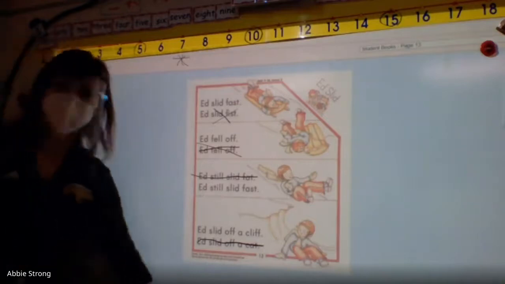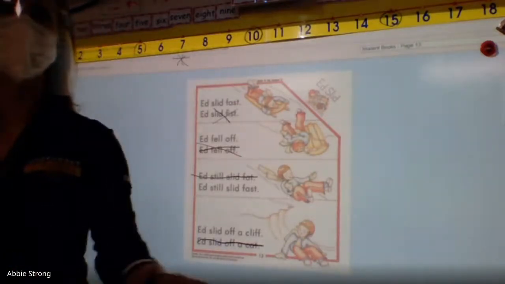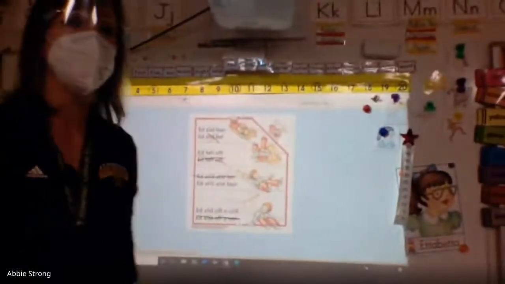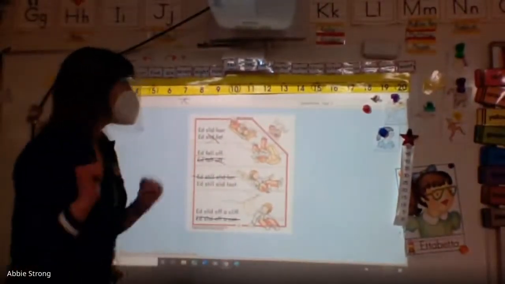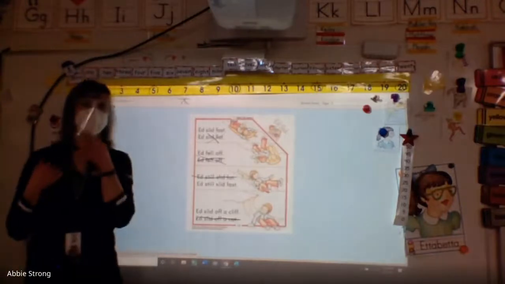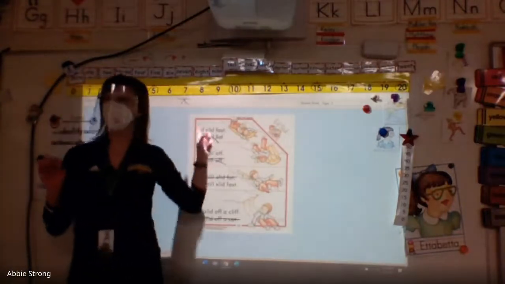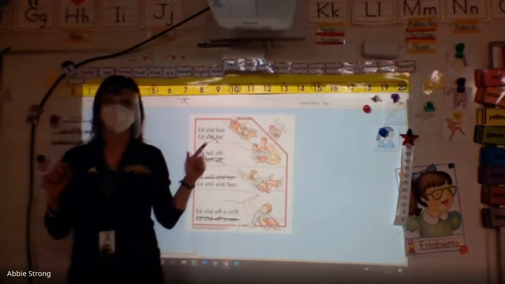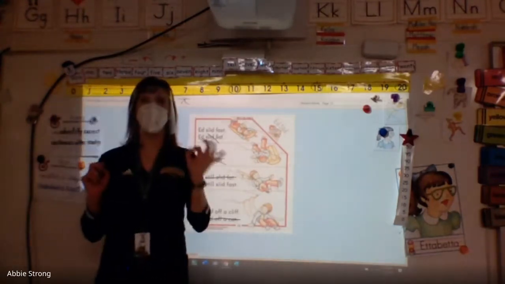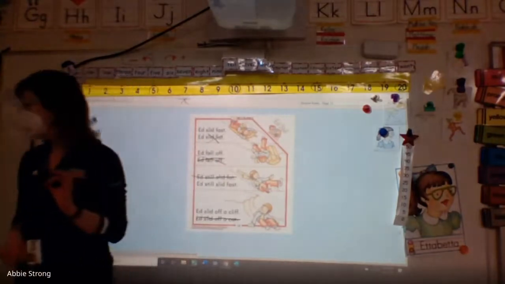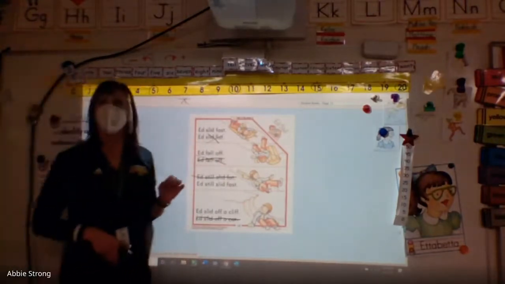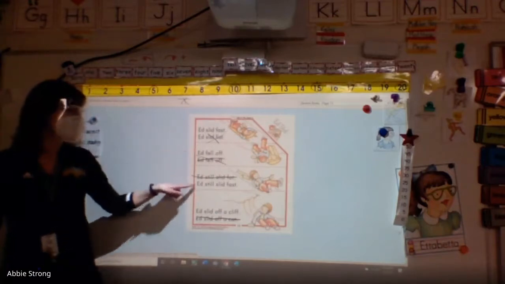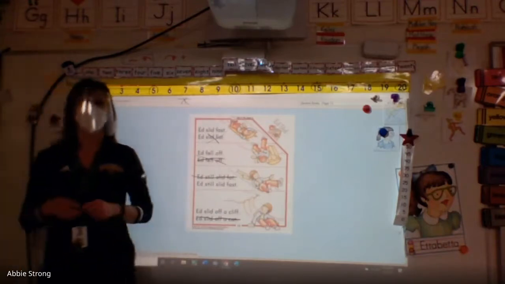Here's what I'm going to do. I'm going to pull the computer back a little bit, and I'm going to ask for volunteers, somebody who would like to come up and be our guest reader. You're going to have to read the sentence. I'm not going to read it for you. You're going to do the blending just like we do. So if you see the letter E, you're going to say ed, and you're going to read the whole sentence by yourself. Who would like to be my guest reader? And you can pick whichever sentence you want. It can be from the first box, the second box, the third box, or the fourth box.